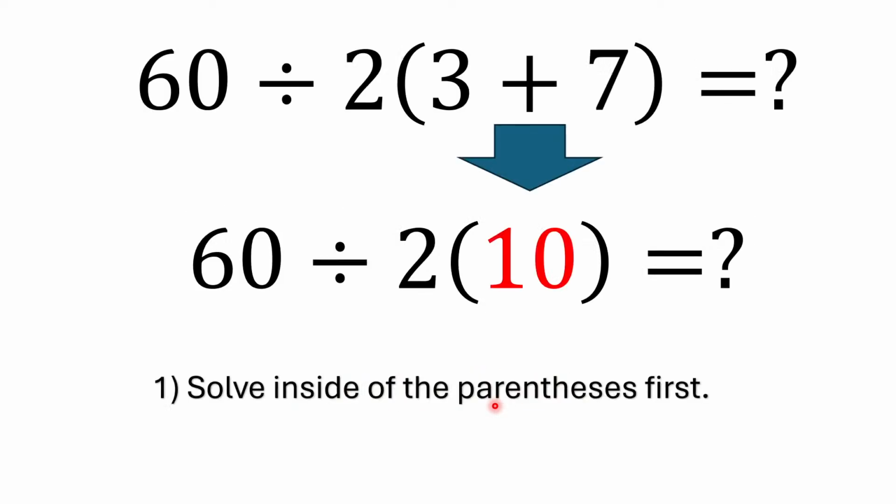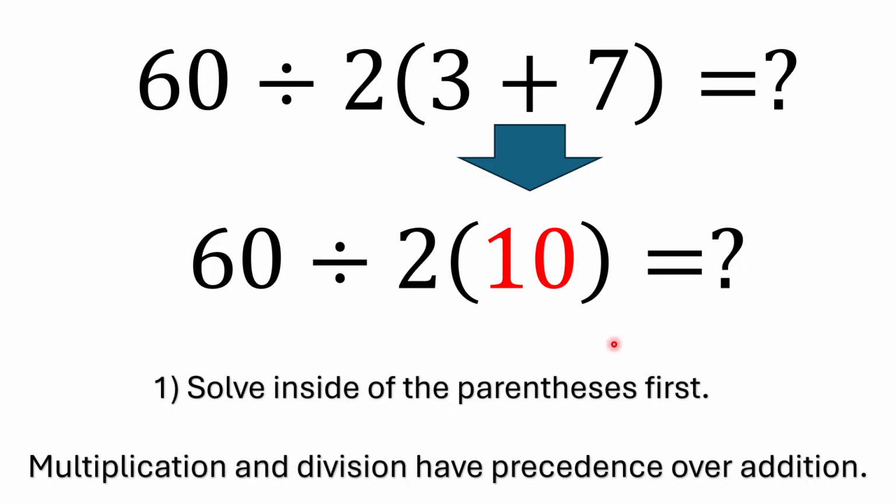All right, so if you're following the order of operations, the way that PEMDAS and BODMAS are taught, we're taught to say, okay, we need to solve everything inside of the parentheses first. So if you're following that, 3 plus 7 is 10, right? It makes sense. This looks good so far. 60 divided by 2 multiplied by 10 equals what?